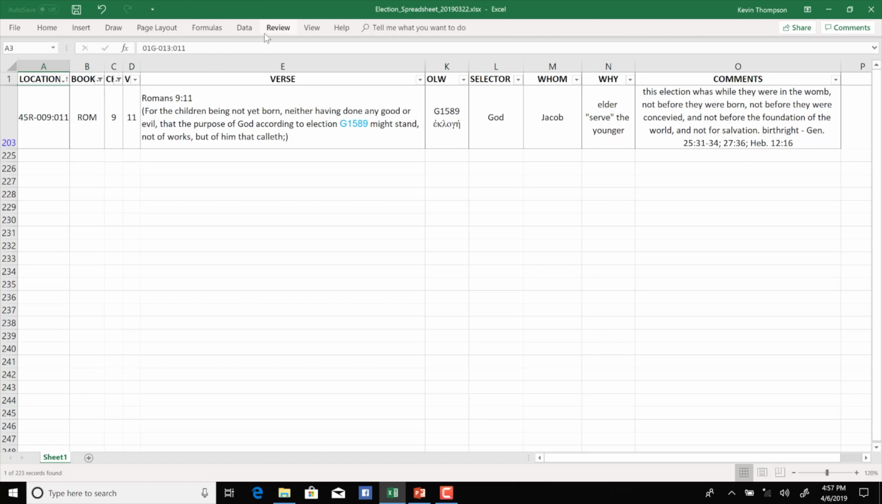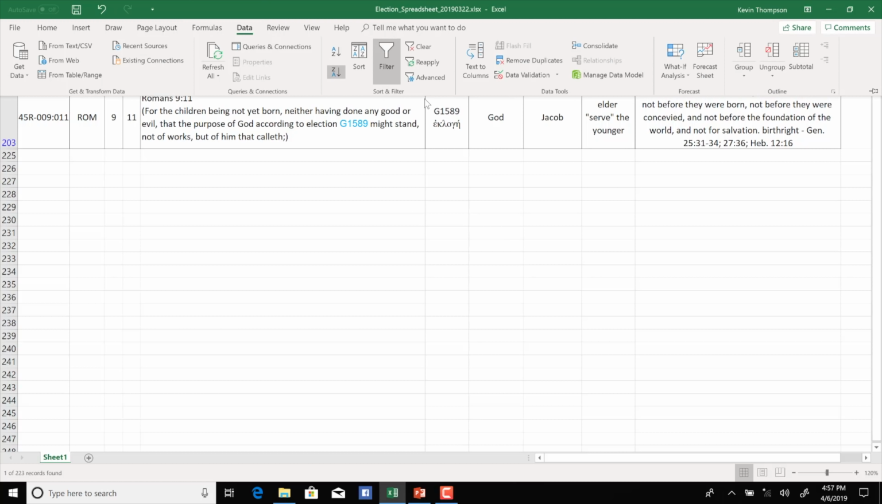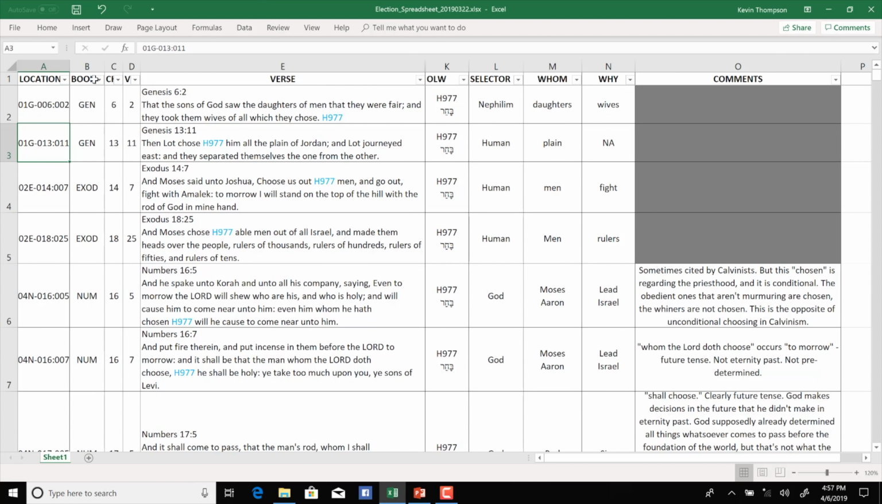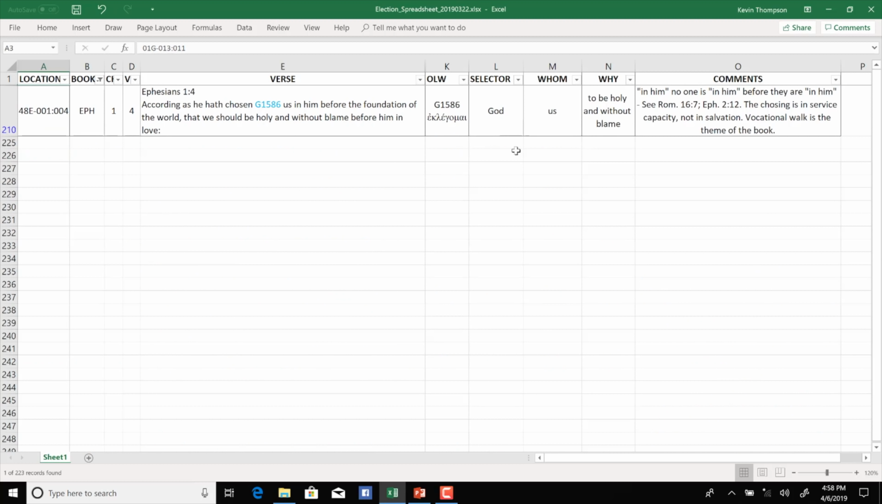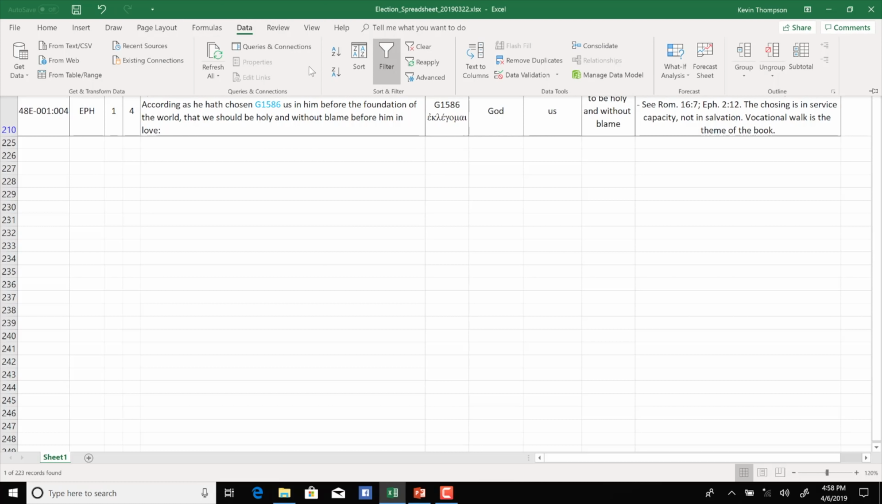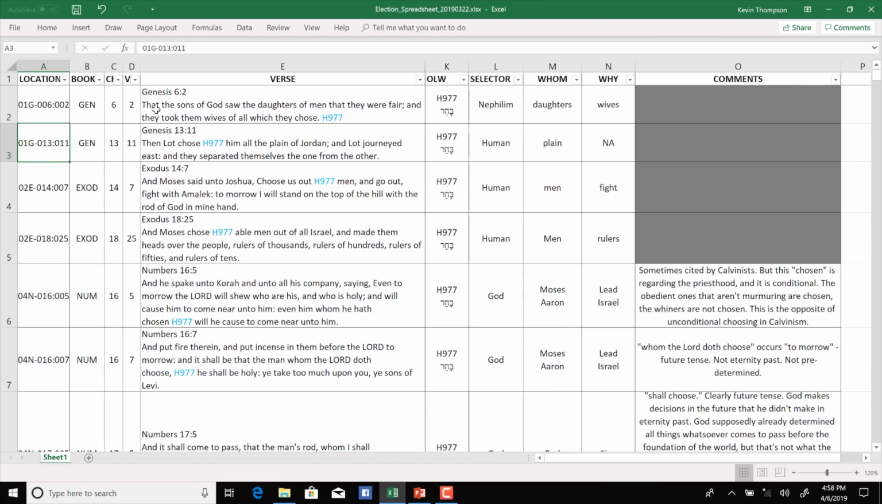So if I'm finished sorting that way, I can go back up to data and I can hit clear and I'm back where I started. And let's say that this time I just want to see what's in the book of Ephesians. And I can see Ephesians, and then maybe I can pick out a chapter, but there's only one occurrence in the book of Ephesians. I don't have to pick out a chapter. So you can kind of get an idea of how that works. So you can sort by book, chapter, and verse however you want.